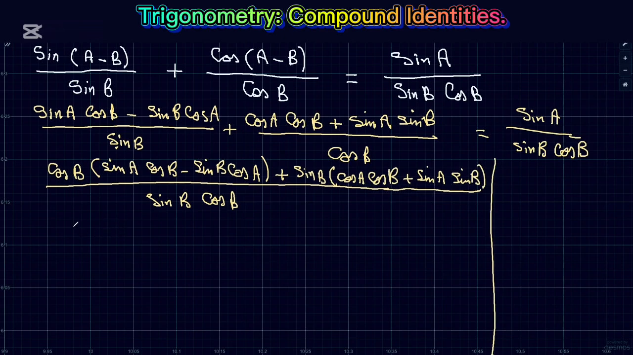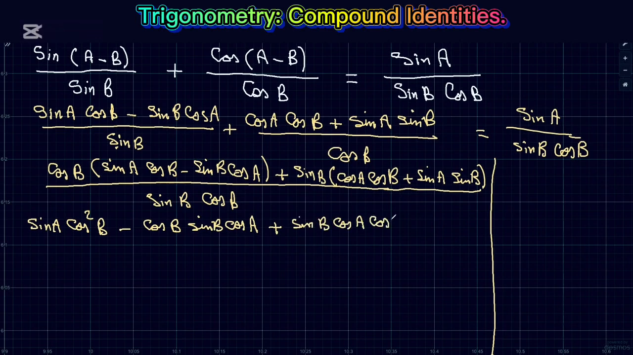So now just expand cos B in all of this. We'll have sine A cos squared B, because cos B times cos B is just going to be cos squared B, minus, and when we multiply it here, we're just going to get cos B sine B cos A, plus, here when I multiply this into here, I'm just going to get the same thing. Sorry, I get sine B cos A cos B. And when I multiply this into here, it's going to give me plus sine A, and then sine B times sine B is sine squared B. That's what I meant.